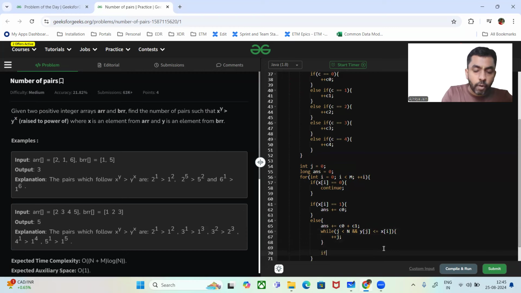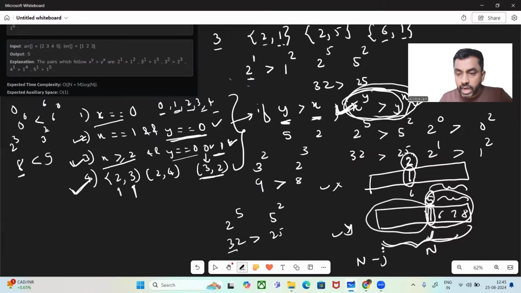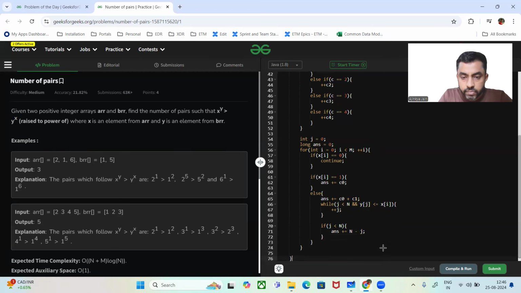Once we break, we have found the pairs. j has to be less than n here. So in this case, we are going to bump our answer plus equal to n minus j. Whatever the remaining elements are, 5, 6, 7, 8, we are going to increment in the answer because all those will satisfy the condition. So this is it. This is the code. And finally, we are going to return the answer.